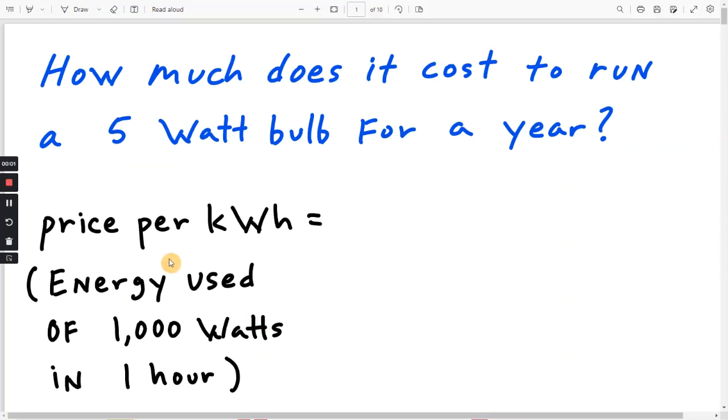In this video, we're going to answer the question, how much does it cost to run a 5-watt bulb for a year? The assumption is going to be that the bulb is left on 24/7. It's left on for the entire year.